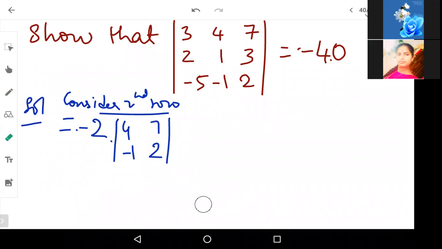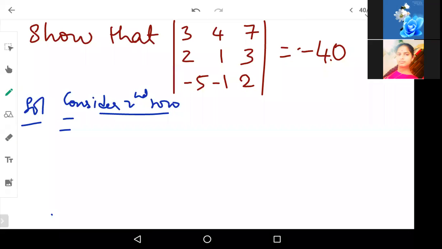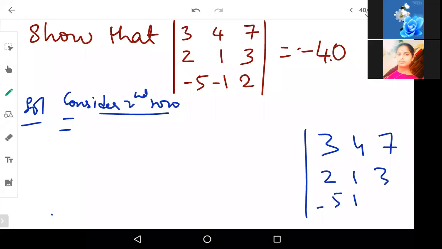Okay, we will learn once again, no problem. Now you have a determinant 3, 4, 7, 2, 1, 3, minus 5, minus 1 and 2. Correct? Now we were considering the first row, 3, 4, 7, and we were finding the minor for 3, that will be this part, and the minor for 4 will be these 2 numbers and these 2 numbers, and the minor for 7 will be these 4 numbers. That is how we were doing.